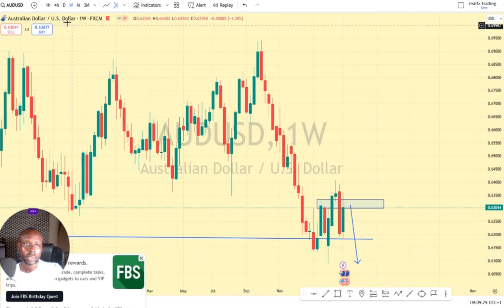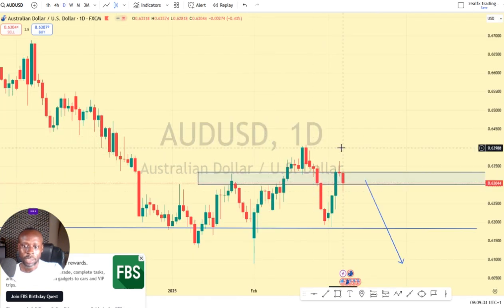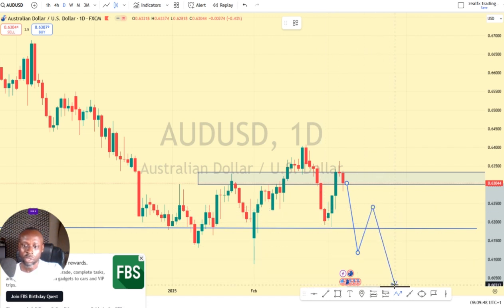So let's look at the daily chart. On my daily chart, we have an uptrend move. So long as we have this uptrend move, all we expect from the AUD/USD on the daily chart is for price to break this low, this swing low, then we expect a retest before we see price pushing lower. So wait for price to break this swing low, wait for the reversal for you to sell the AUD/USD to the downside. So we expect more selling opportunity on the AUD/USD.